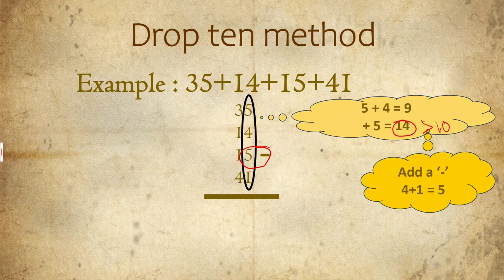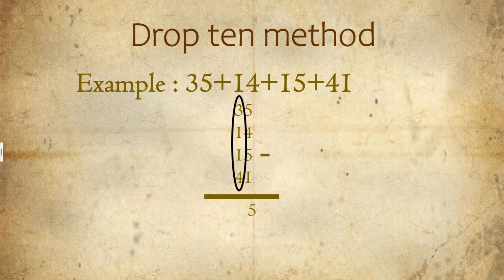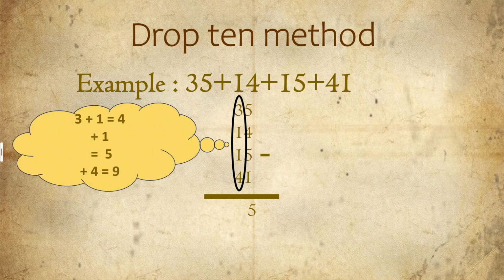Now, we're going to move on with the ones digit. The ones digit of 14 is 4, so we are going to be continuing with 4. The next number that we have is 1, so we're going to do 4 plus 1, that is 5. Let's simply write that down. Next, we're going to move forward to the tens numbers. 3 plus 1 is 4. 4 plus 1 is 5. 5 plus 4 is 9. So the final answer that we get here is 9.